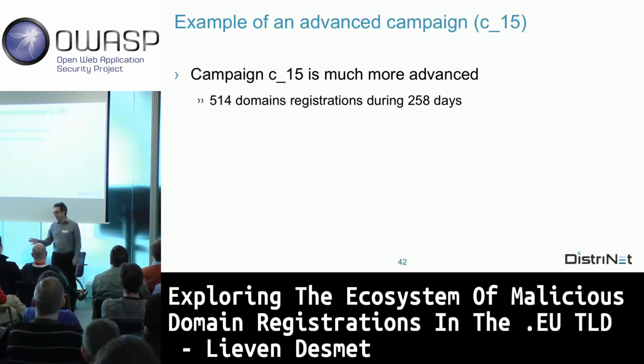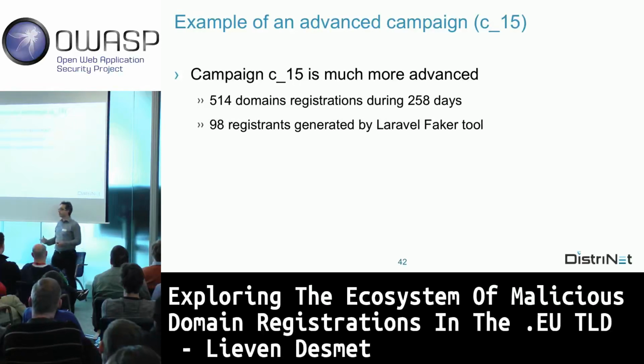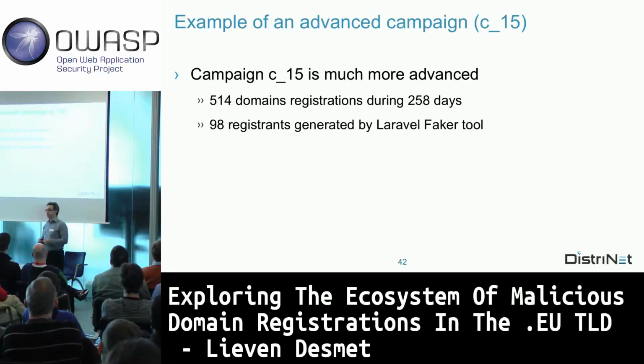It actually is about 500 domains that were registered over a long period of time, 258 days. And they were actually using a generation tool to create fake identities. So they used the Lavatril tool, they loaded it with Dutch information, and then also complemented in the last months with English surnames, last names, and streets. And they actually created 98 registrants with that.